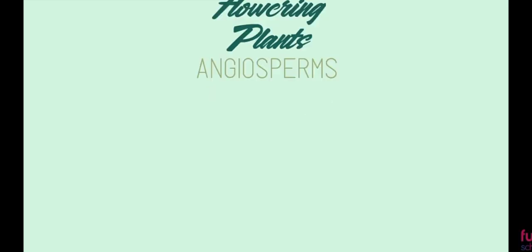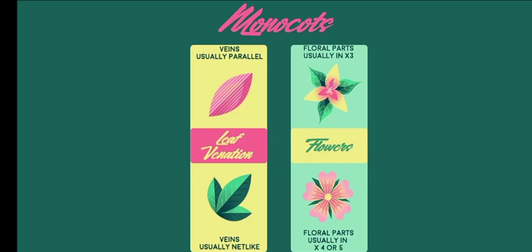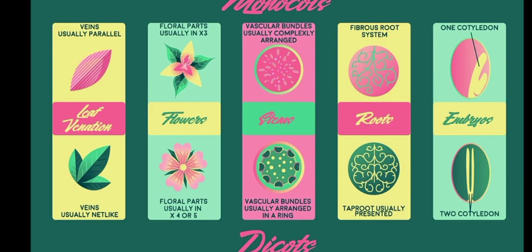Now for angiosperms, the largest and most diverse group in the plant kingdom. Angiosperms consist of two major groups, the monocotyledons and dicotyledons. These groups differ with respect to the roots, stem, leaves, flowers, fruits, and seeds. Some observable differences are that monocots have parallel veins and petals in groups of 3, whereas dicots have net-like veins and petals in groups of 4 or 5.